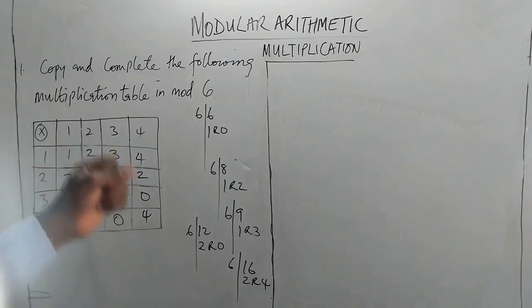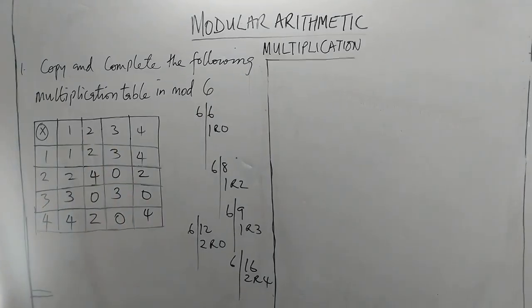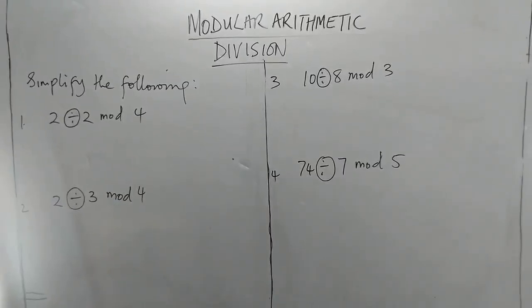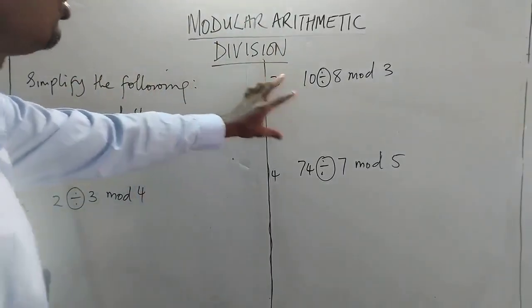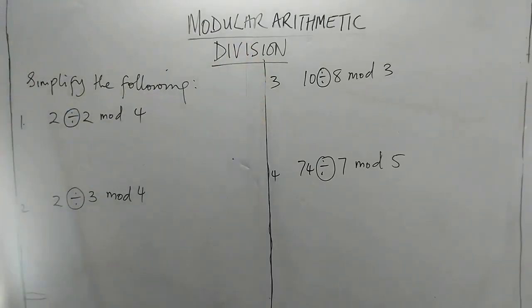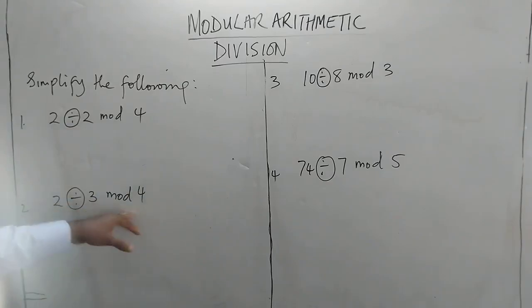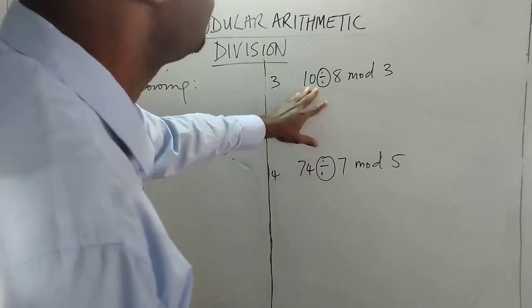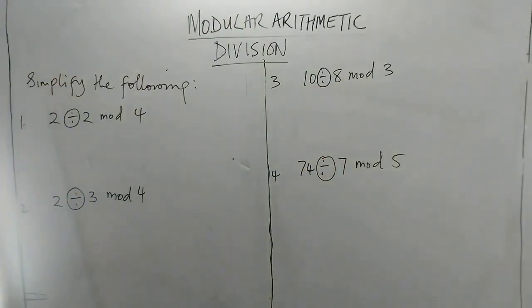The next one we're going to do is division of numbers in modular arithmetic. On the board, I have 4 questions to explain how to divide numbers in modular arithmetic. The first one says 2 divided by 2 mode 4. Second one, 2 divided by 3 mode 4. 10 divided by 8 mode 3. 74 divided by 7 mode 5.